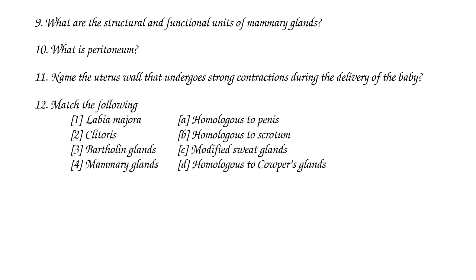12th, match the following. Column 1: labia majora, clitoris, Bartholin glands, mammary glands. Column 2: homologous to penis, homologous to scrotum, modified sweat glands, homologous to Cowper's gland. Match column 1 with column 2 and try to find the meaning of homologous organs also.